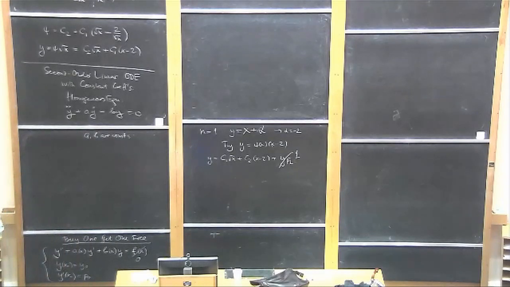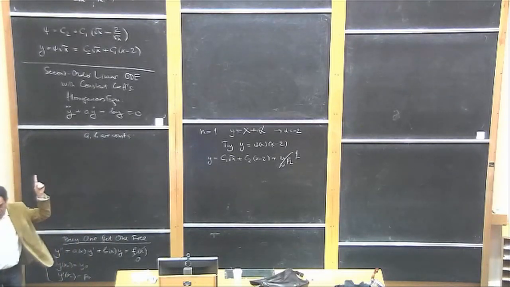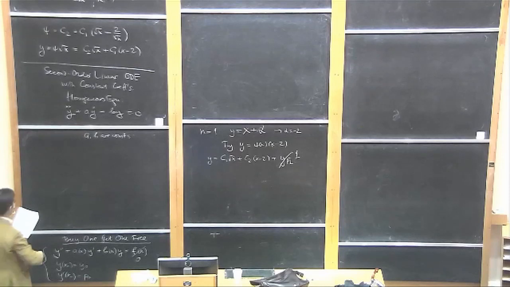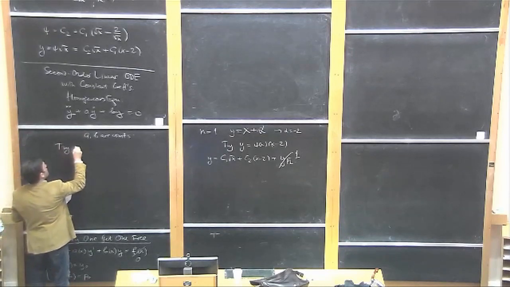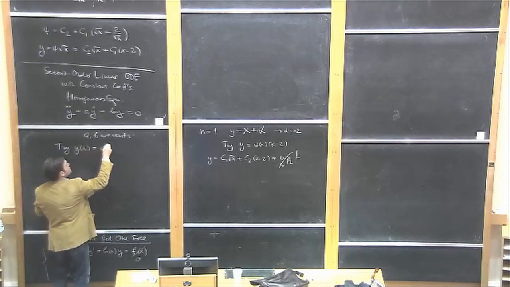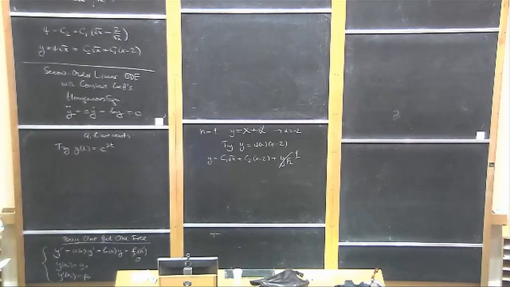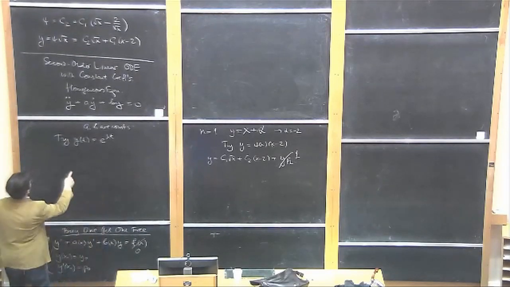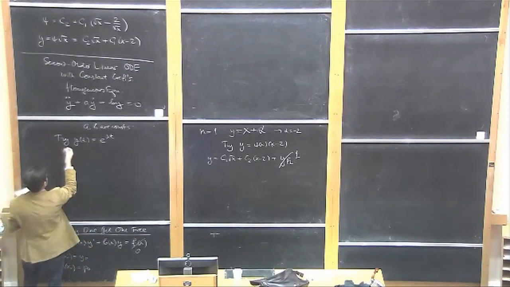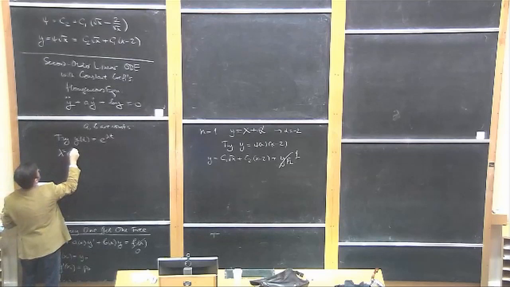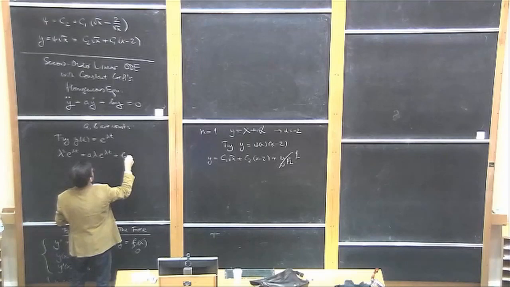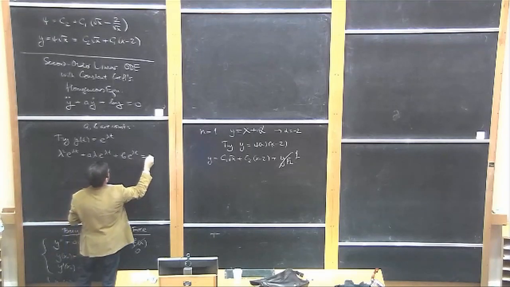So to solve this equation, let me use one of the other strategies that I suggested to you, which was to try an exponential. Let me show you how that works. Let's try y of t equals e to the lambda t. Let's substitute this into the equation. What am I going to get? I'm going to get lambda squared e to the lambda t plus a lambda e to the lambda t plus b e to the lambda t equals 0.